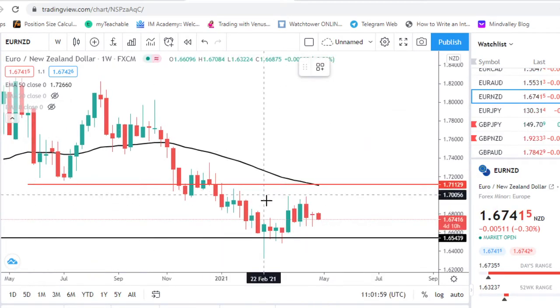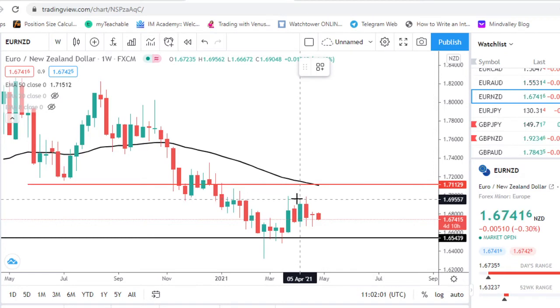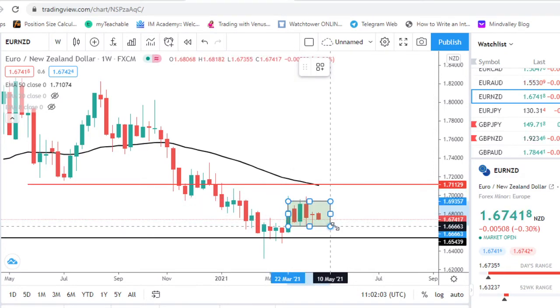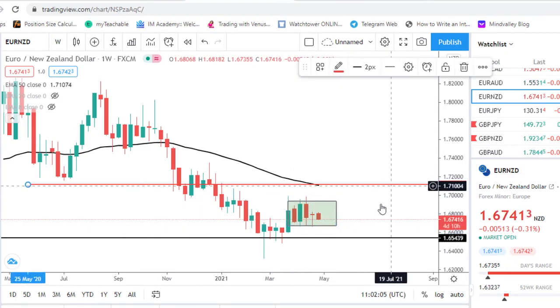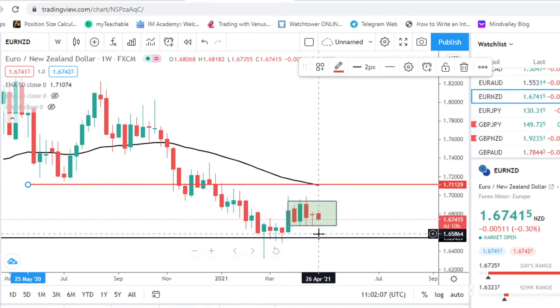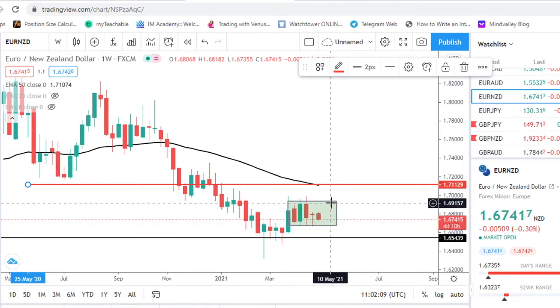So okay, it is inside this consolidation. For a day trader, you may see opportunity to do some buy sell in between, but the bias is neutral, so I'm going to leave it at just neutral. It's still inside that consolidation.